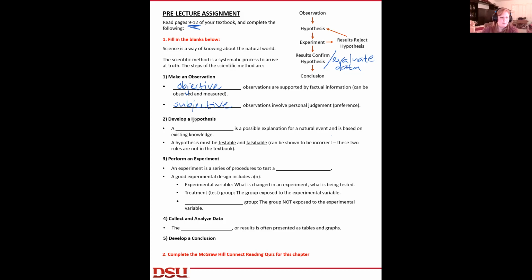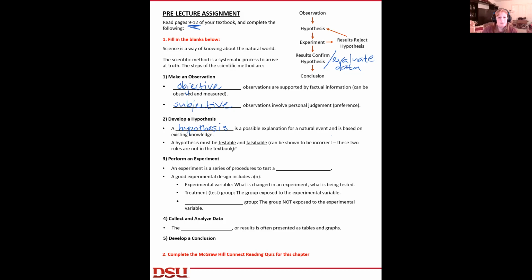Okay, so the next step is developing a hypothesis. So first off, a hypothesis is a possible answer or explanation for a natural event and is based on existing knowledge. It's also based off of the observation. Okay, so you see something, you have a question about it, you develop a hypothesis for why that thing is.